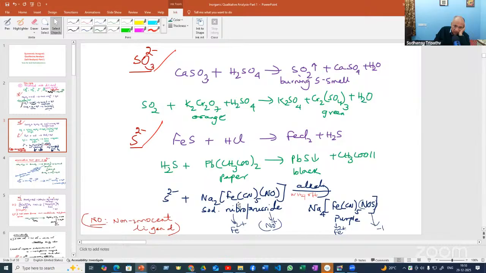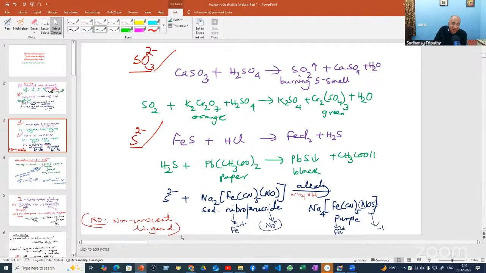This is colorless, but it turns purple because sulfide is attached to NO, forming the NOS ligand, which has a charge of -1. Because NO is +1, sulfide is -2, so altogether the NOS ligand is -1, and now the formula gets changed to Na4[Fe(CN)5NOS]. Iron remains at +2. So, NO is a non-innocent ligand.